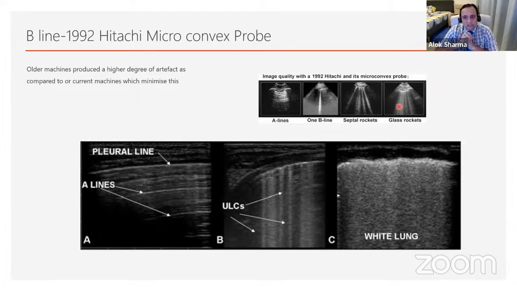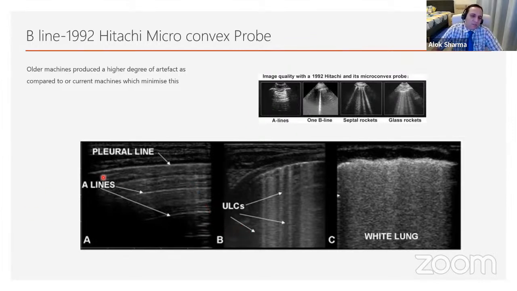Now, the reason we don't use these terminologies anymore is because the newer machines tend to reduce artifact. So the older machines, unfortunately, had filters which weren't able to reduce artifacts. So they would give you these beautiful images. And based on that old kind of nomenclature, you had these descriptions. I'd say most of the authors that I've been taught by have stopped using these terminologies because newer machines tend to reduce the artifact, and they try to stick to describing the lung in the form of A, B lines, the lung profile, pleural sliding.